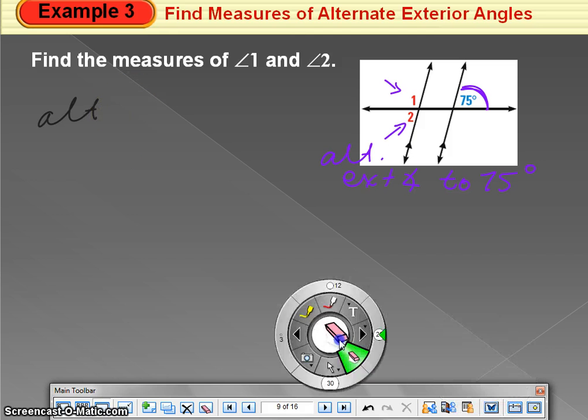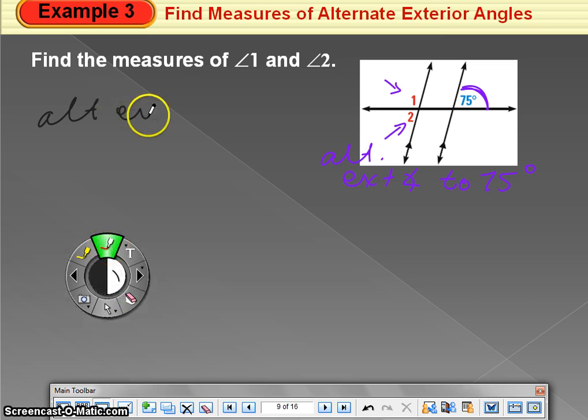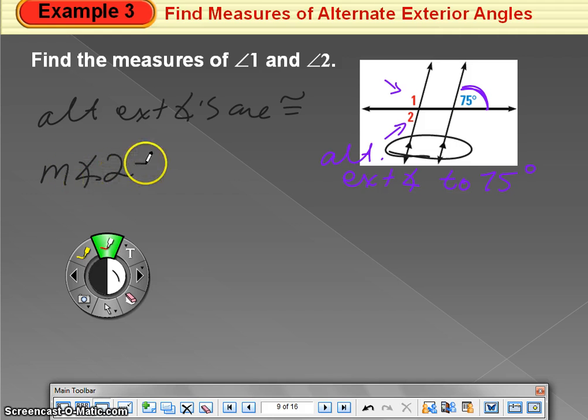We know that alternate exterior angles are congruent as long as the lines were parallel, which we have those markings. So therefore, the measure of angle 2 equals 75 degrees. But I didn't have to just find the measure of angle 2. I also have to find the measure of angle 1.